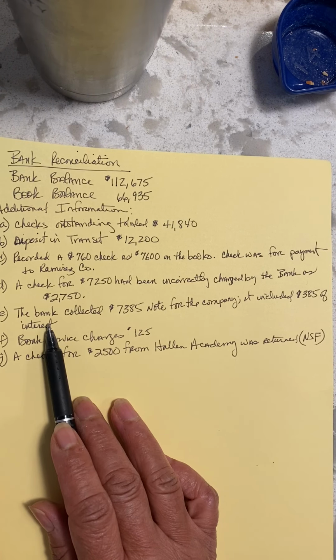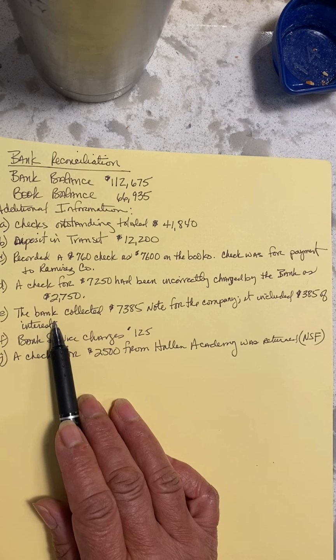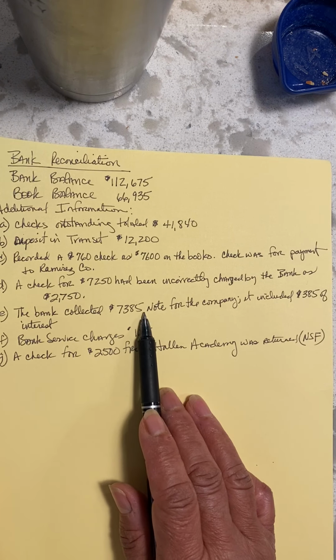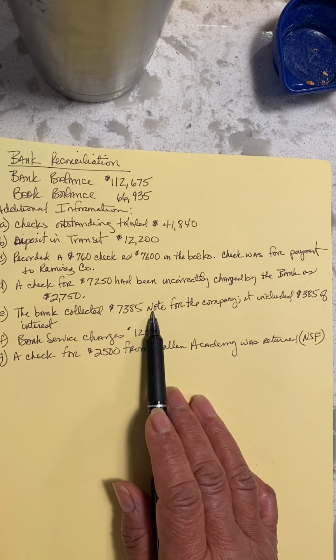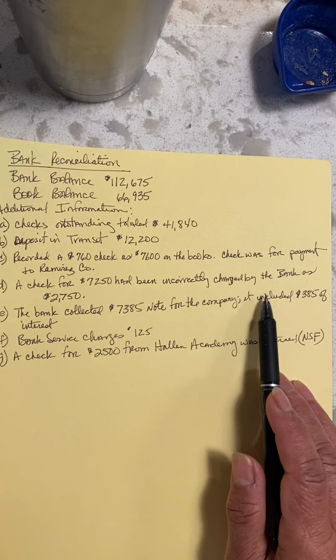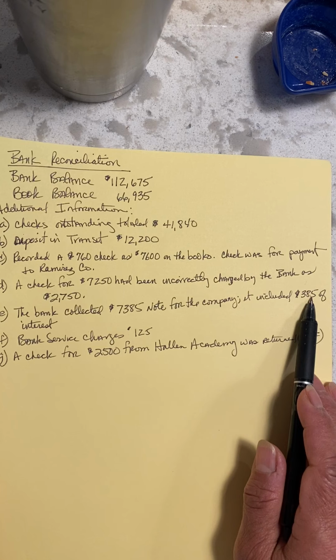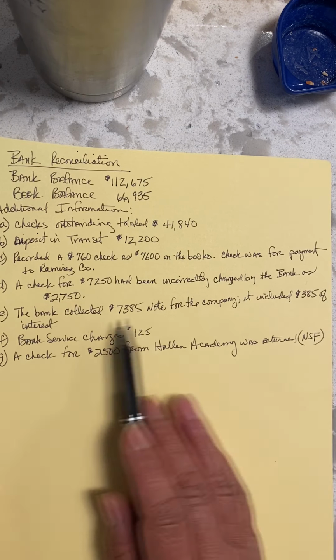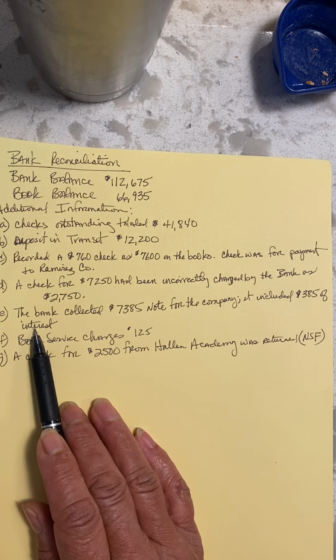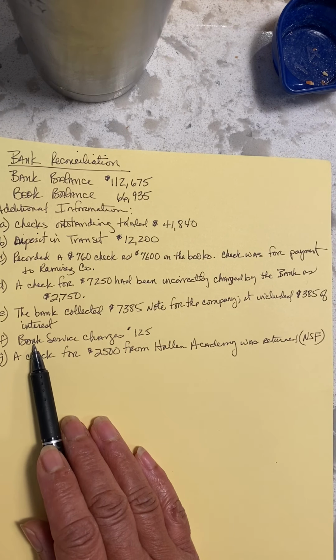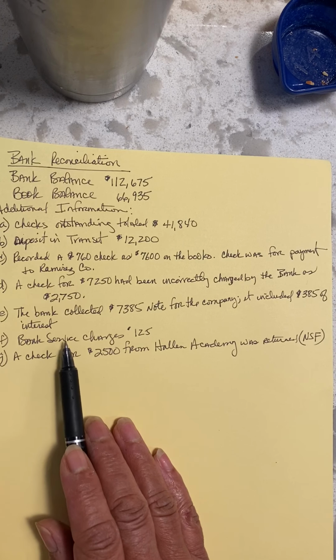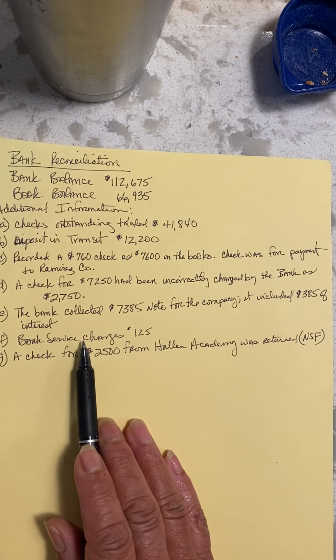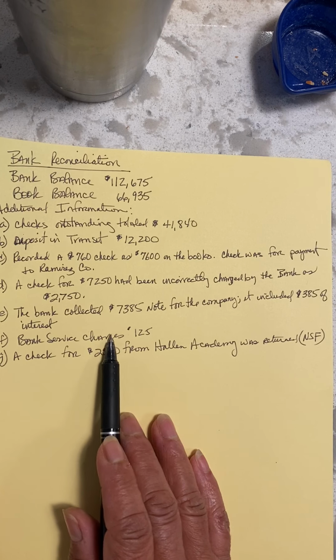The next item is an item in which the bank has collected $73.85 for us, and this is from a notes receivable. So the bank was the collector, and we don't know that they've collected it until they send us notification, and it included $385 of interest. So the note was for $7,000, and the $385 was the amount of interest we collected on the note. F is bank service charge. Bank service charge is what the bank charges us for allowing us to have our money in the account and taking care of our money.